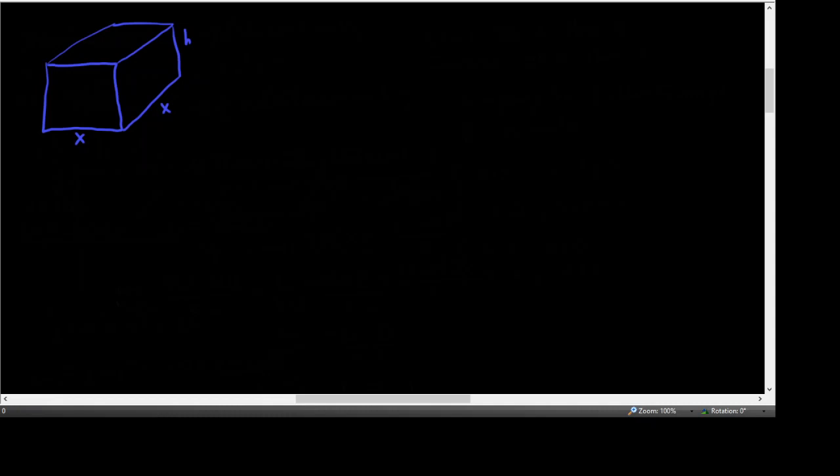It has a square base, which we've indicated with our x, and a surface area of 108 square inches.